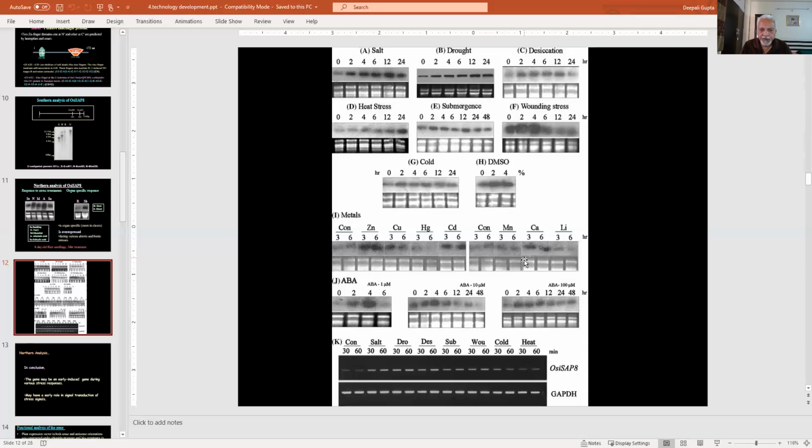But then the question was, what happens between 0 and 2 hours? What is the quickest time at which the gene is overexpressing? So we tried to go down, say, between 30 and 60 minutes. So this was done through RT-PCR. And you can see here that within 30 minutes of the signal given to the plant, it starts synthesizing under all the conditions.